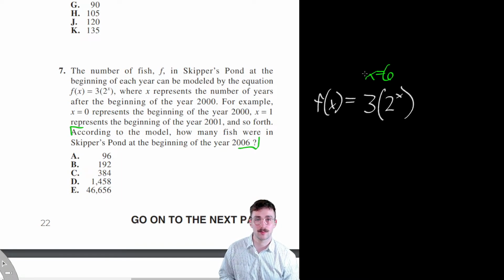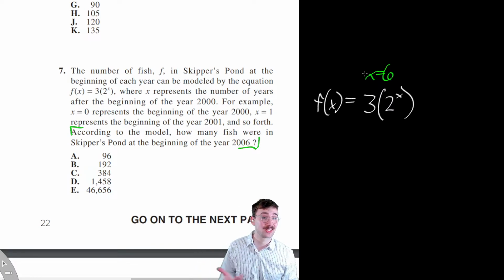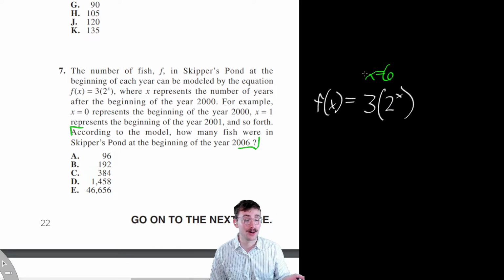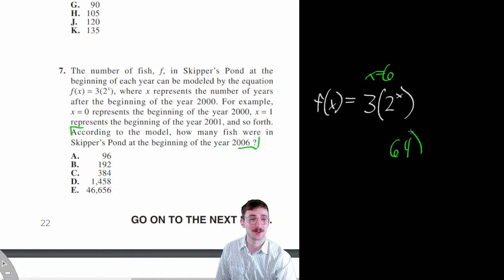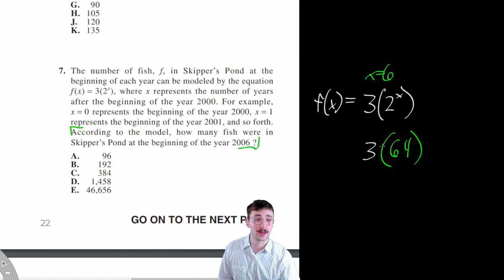They want to know, according to the model, how many fish were in Skipper's Pond at the beginning of the year 2006. I'm going to assume I just have to plug in 6. This number 7, it shouldn't be a hard one yet, so I'm not too worried about it. 2 to the 4th is 16, 32, I think that's 64. I'm doing mental math, which really I want to encourage students not to do ever. 3 times 64 is probably 192. I feel pretty comfortable with that. So that means that the answer would be B.